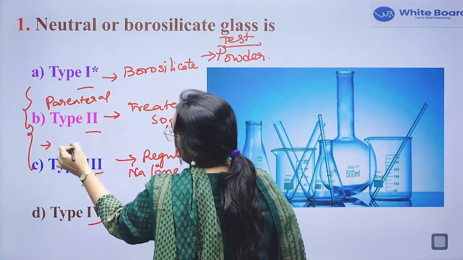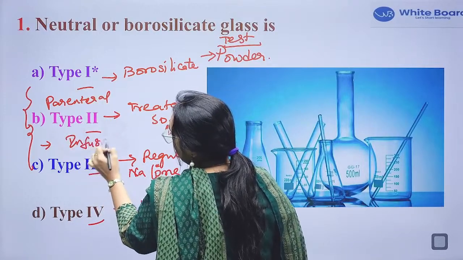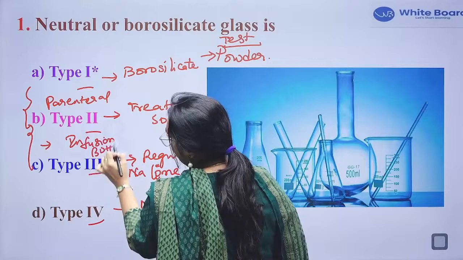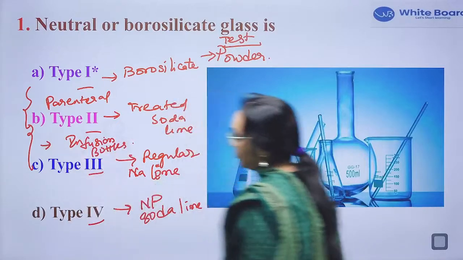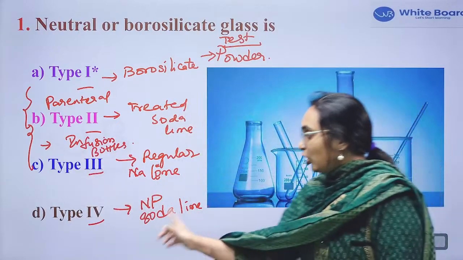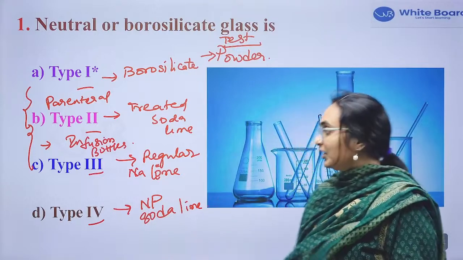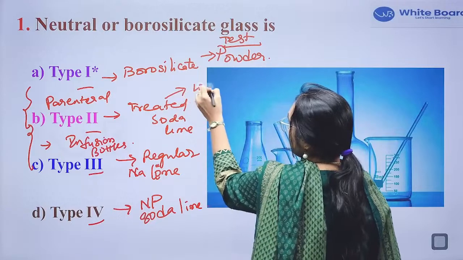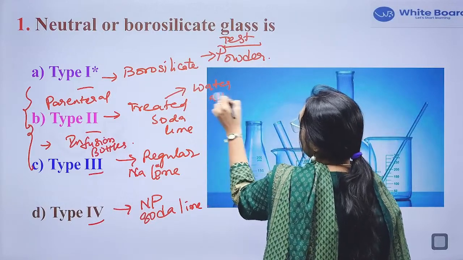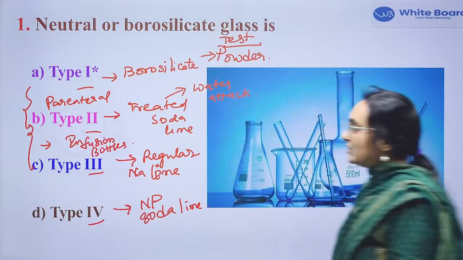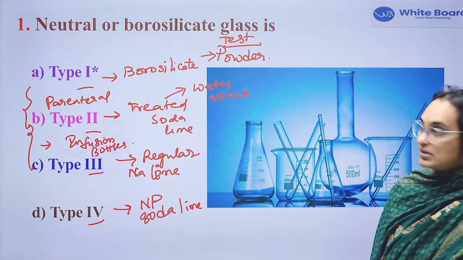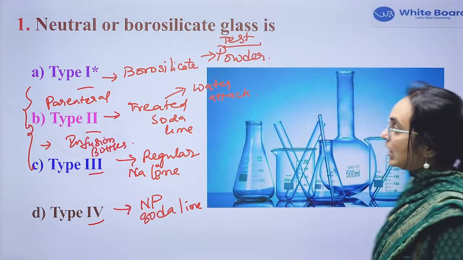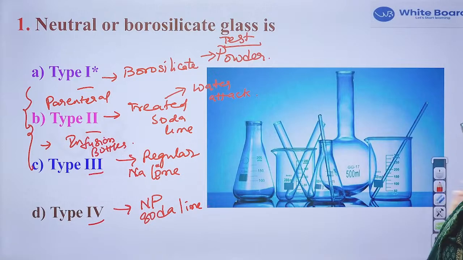Okay, storage of these infusion bottles. Like that we will use type 1, type 2, type 3, and type 4 is non-parenteral soda lime glass. Type 2 glass, treated soda lime, is tested with the water attack test. So, here the answer is A, type 1 is borosilicate glass.